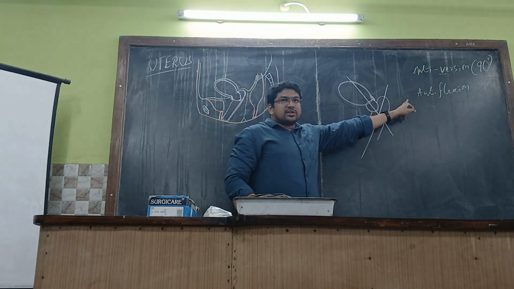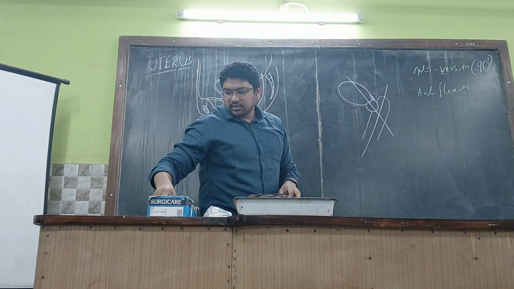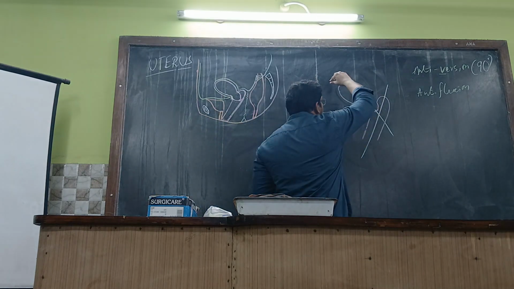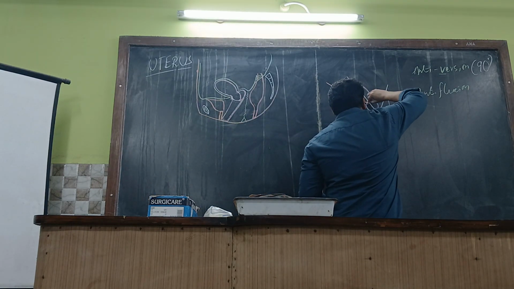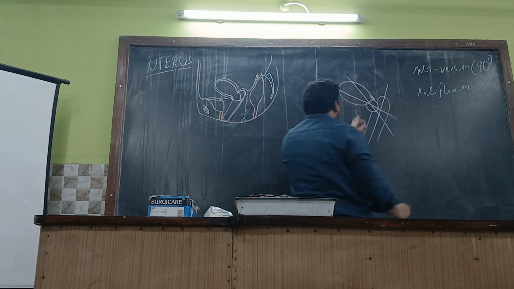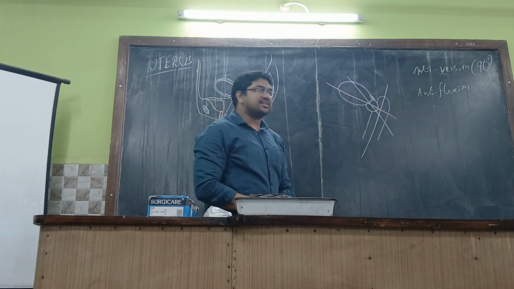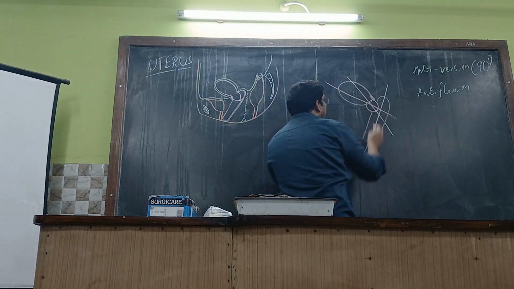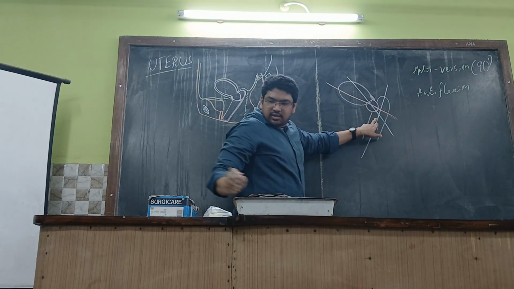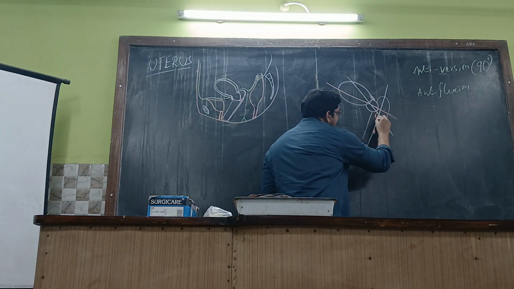Anti-flexion means the angulation between the long axis of the uterus and the long axis of the cervix over here. Could you ever see that? This axis, again the same axis over here. Normally the anti-version is this angle.